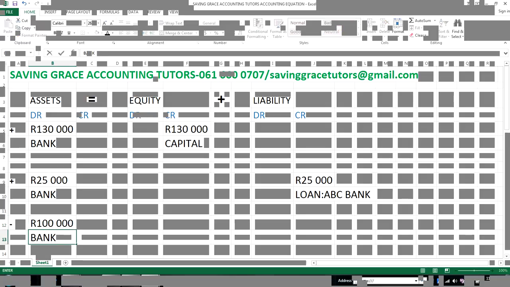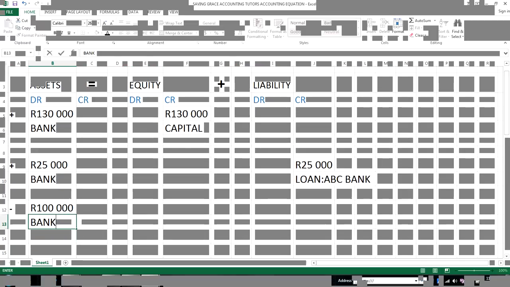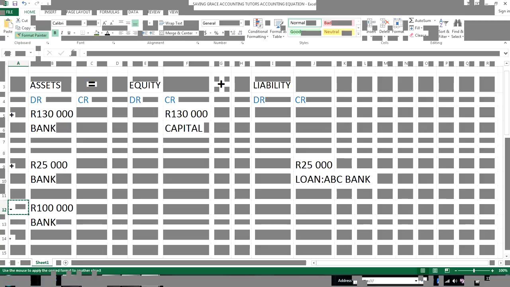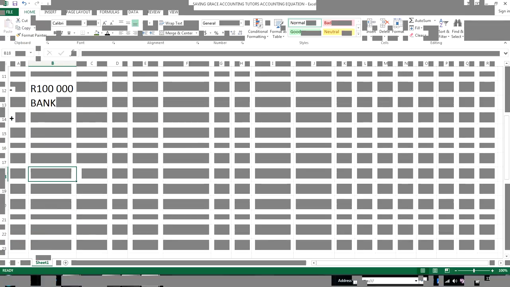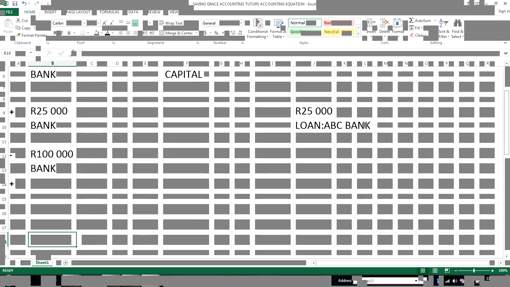And then what did we buy? We bought equipment, which is also an asset. So we're going to stay in the same place, except we're going to have a plus to show that it is plus 100,000 Rand. Okay. And what happened? It's equipment that was purchased.